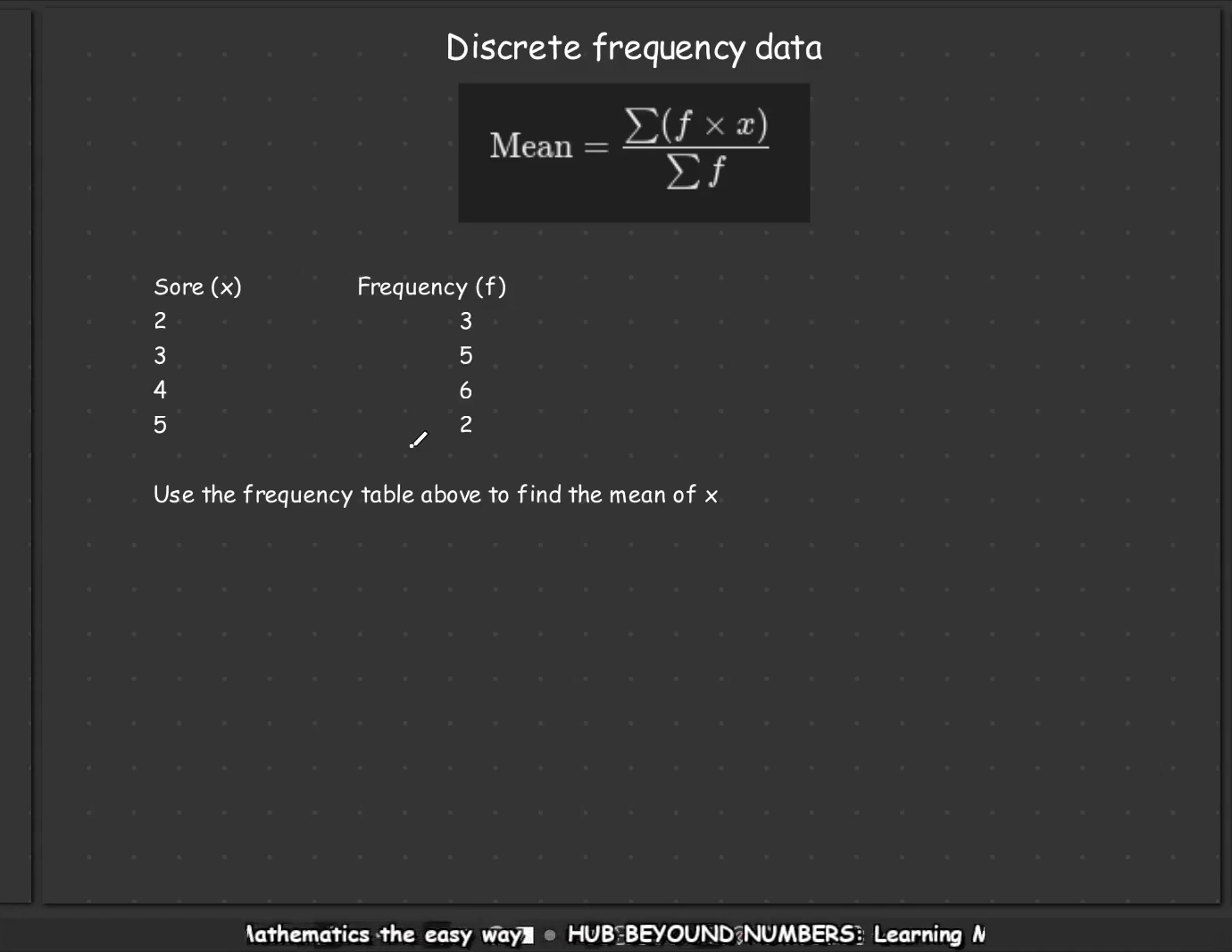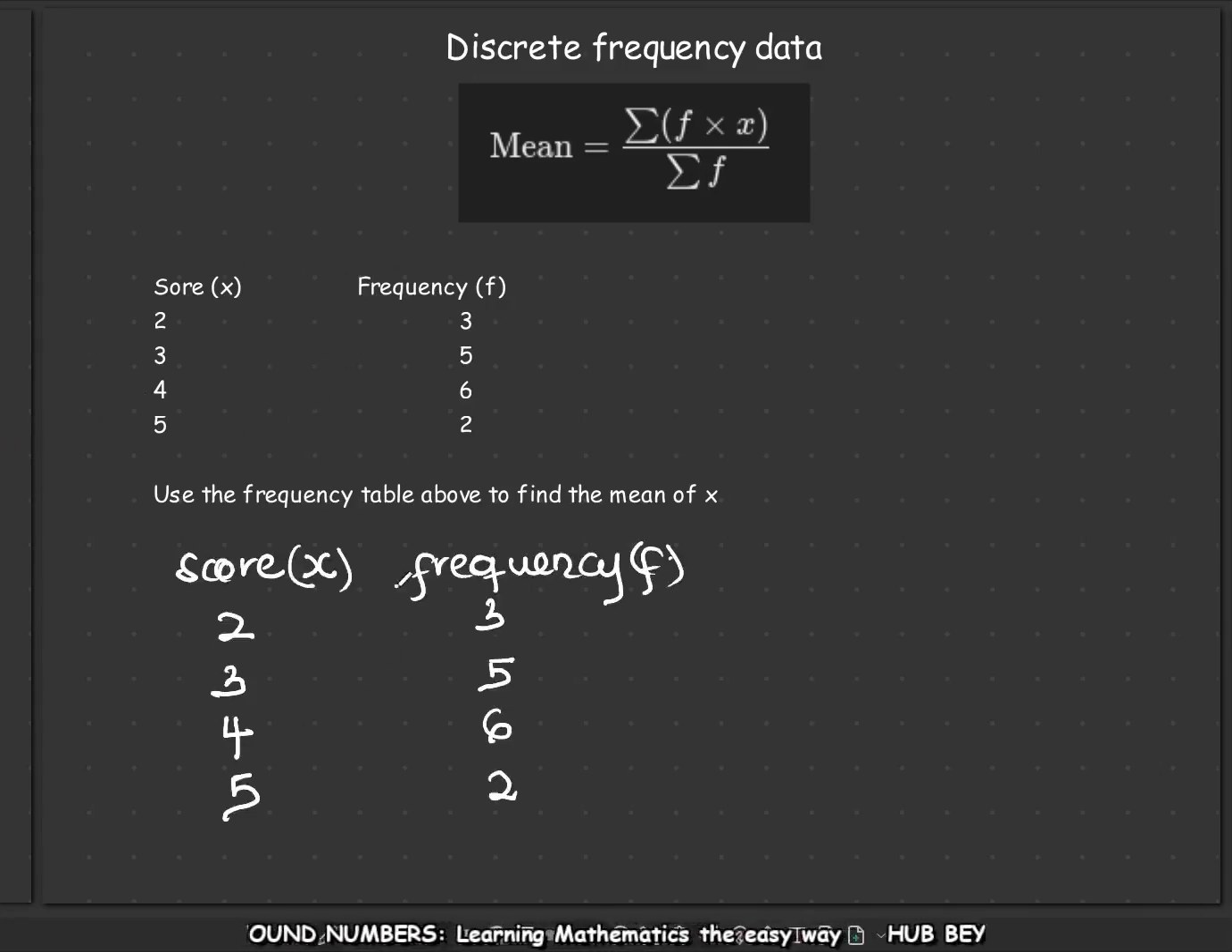We want to use the frequency table. And the formula says we read it as sigma fx all over sigma f. To be able to evaluate this, you have to complete your table. So I'm going to redraw this table over here. So this is our table here.